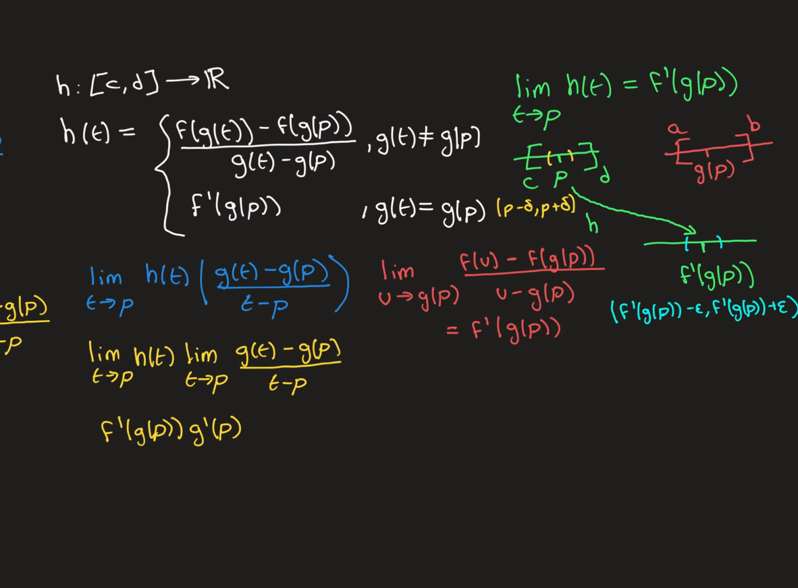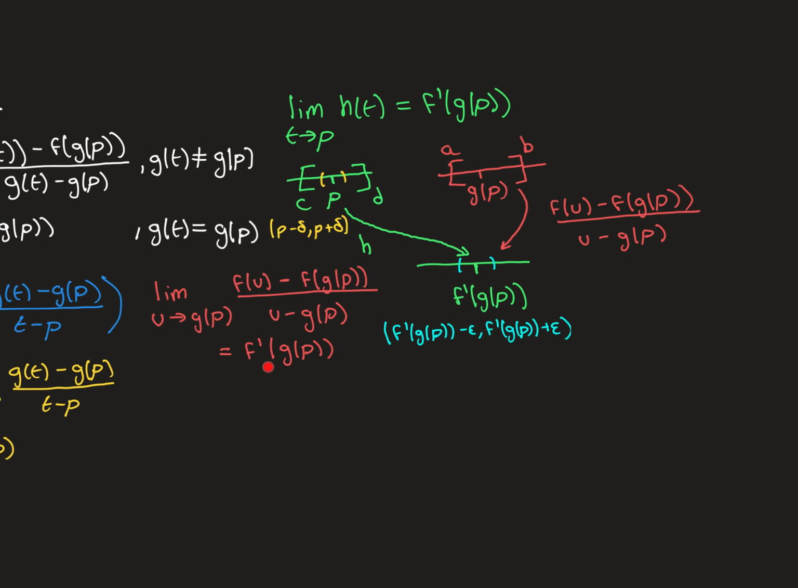So we are going to need here to use the fact that f is assumed to be differentiable at the point g of p. So I've added onto our picture here. Here is the domain of the function f, so the interval ab. Inside that interval is the point g of p. The function f, by initial assumption, is differentiable at the point g of p. Therefore, the limit as u approaches g of p of f of u minus f at g of p over u minus g of p, this limit is guaranteed to exist, and it's going to be equal to f prime at g of p. So that's just the limit as u approaches g of p of the difference quotient for the function f at g of p.